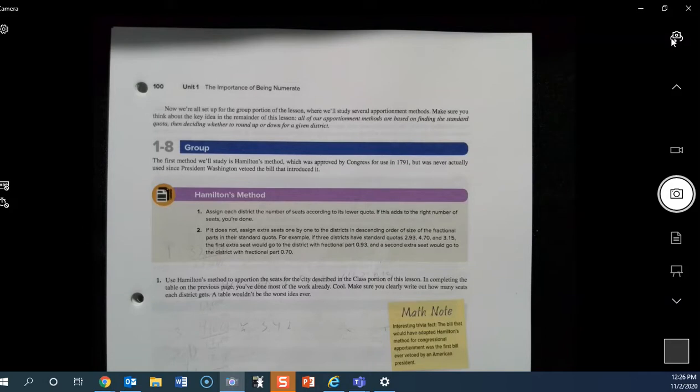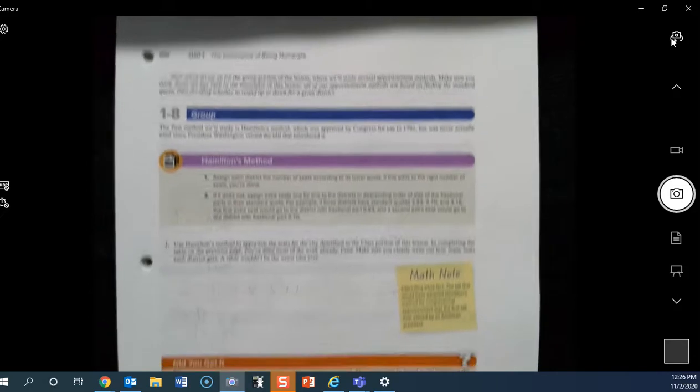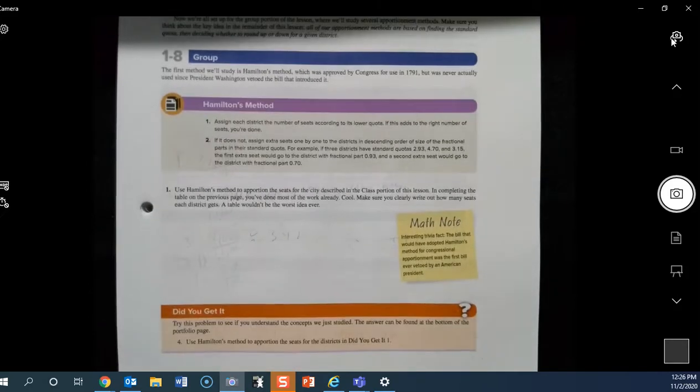All right. It says use Hamilton's method to apportion the seats for the city described in the class portion of this lesson. In completing the table on the previous page, you've done most of the work already. Make sure you clearly write out how many seats each district gets. A table wouldn't be the worst idea ever. Okay, listen. I'm going to have to draw a table here.